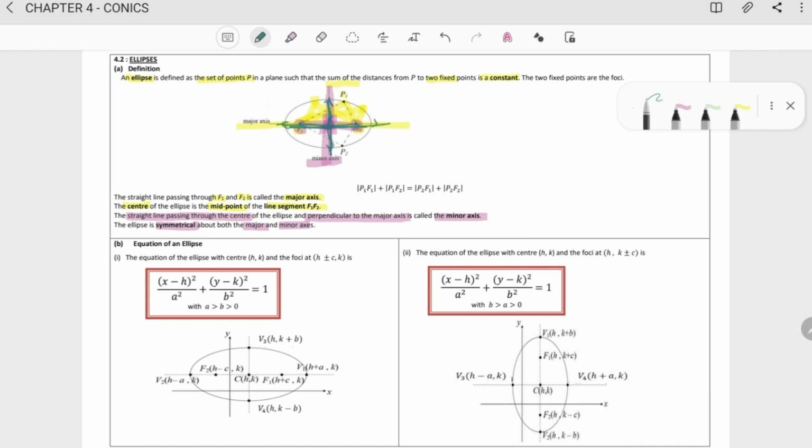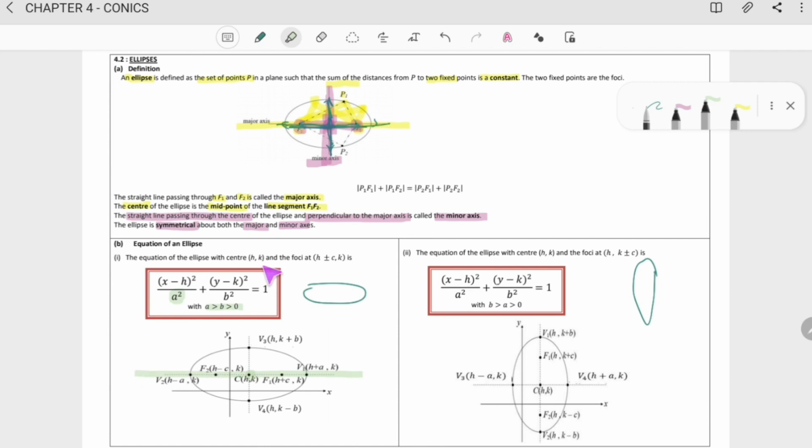First we look at the equation of the ellipse, and the two types of ellipse: the horizontal one or the vertical one. Let's focus on the horizontal one first. The value of A must be bigger than the value of B, so it is a horizontal shape. The major axis is this one.